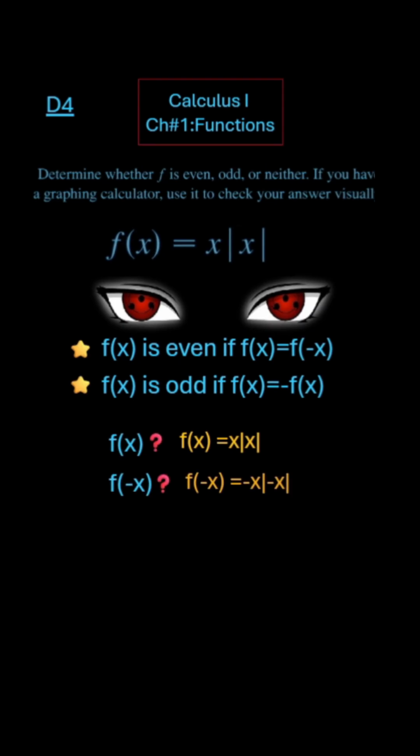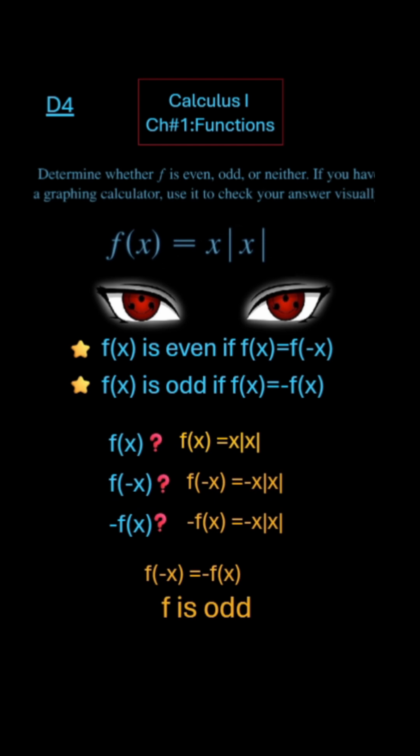Now replace x with -x in the function. This becomes -x multiplied by the absolute value of -x. Remember that the absolute value of -x is the same as the absolute value of x. So the expression simplifies to -x multiplied by the absolute value of x. This result is the negative of the original function. Since changing x to negative x produces the opposite value, the function is odd.